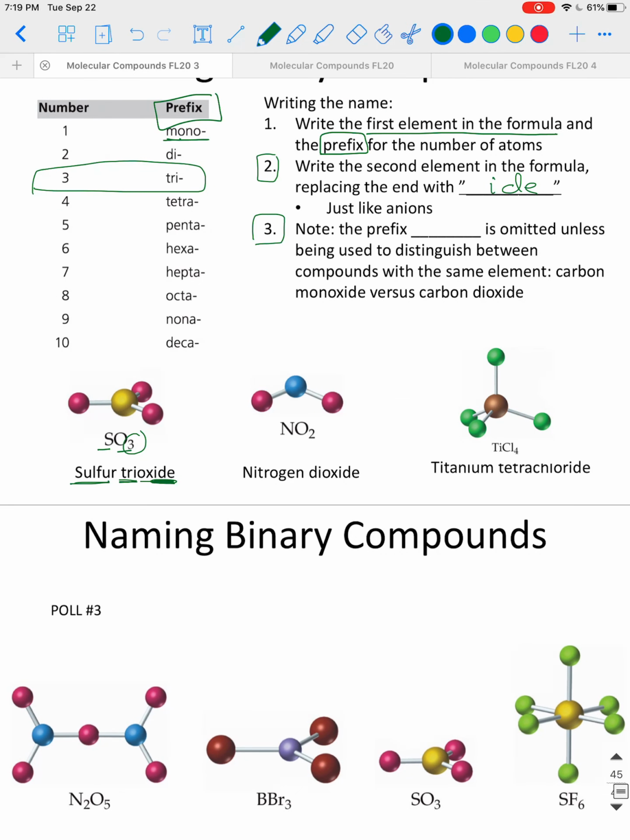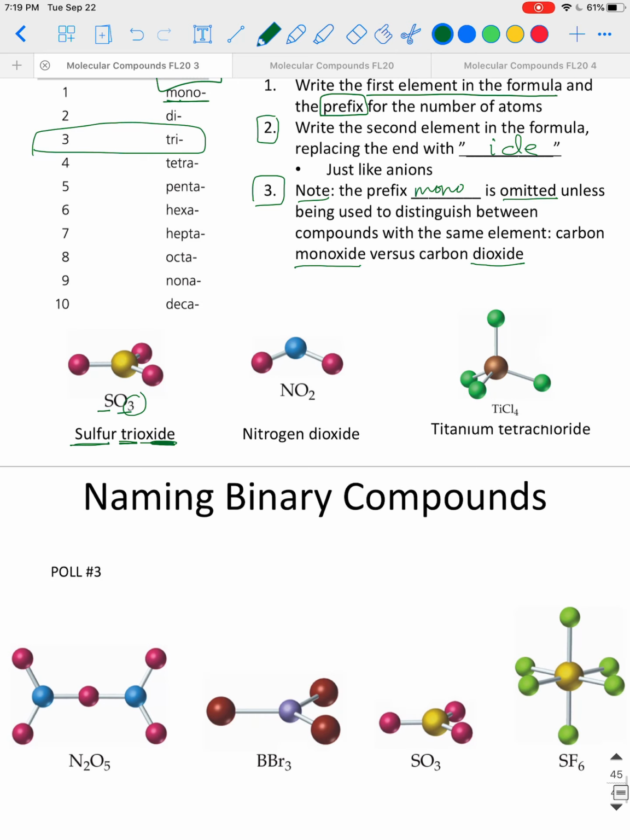Now, this rule number 3, note the prefix mono is omitted unless it's being used to distinguish between compounds with the same element. For example, carbon monoxide versus carbon dioxide. We have to put mono here because we have the same elements. And so the monoxide helps us understand there's just 1 oxygen, versus CO2, which is dioxide. So usually we don't write mono, is what that point is saying. But there are certain cases.